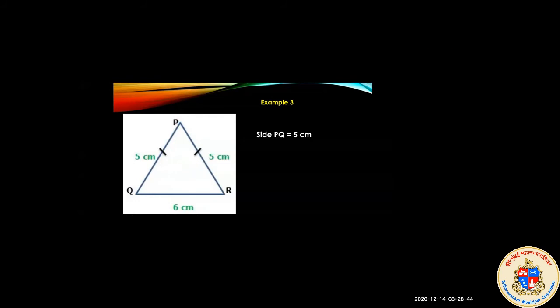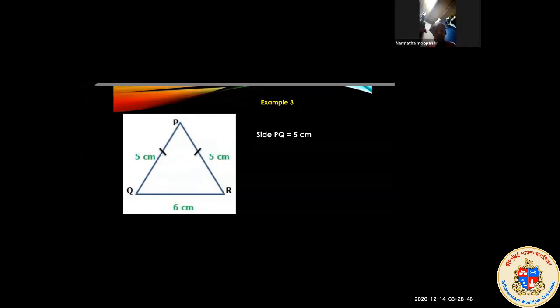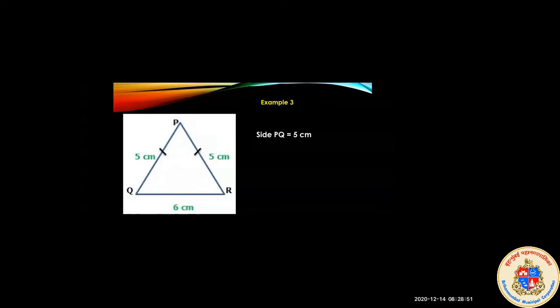Isosceles. Very good. So first, what is the step here? First, we have to note down the sides. Side PQ is equal to 5 centimeter. Side QR is equal to 6 centimeter. Side PR is equal to 5 centimeter.